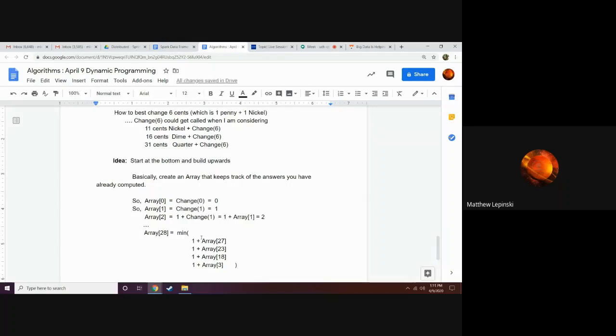And so these are all things that I can look up. The best way to make change for 28 cents is going to be the minimum of these things, which are all things I can just look up because I've computed them before.